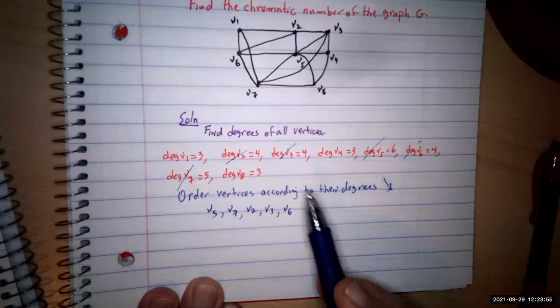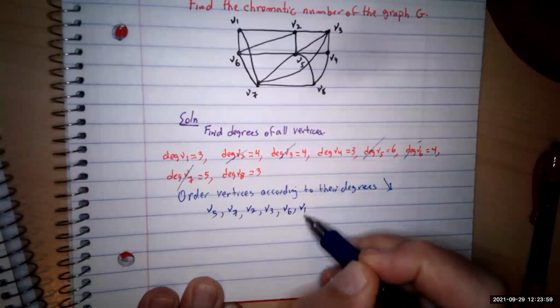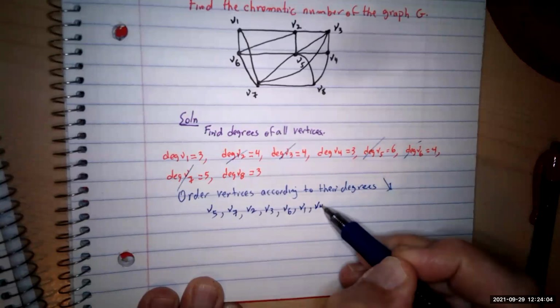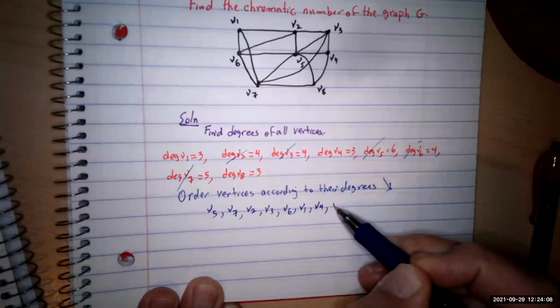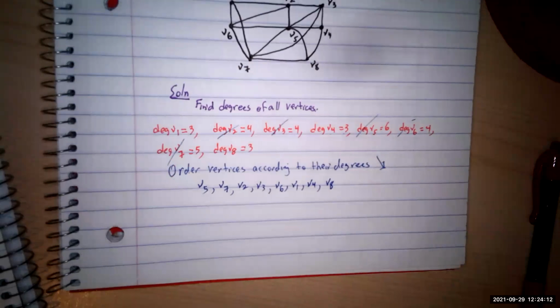Then we get the 3s. For the 3s we have the V1, degree of 3. Then we have the V4, degree of 3, and we have the V8. You see, that's the order that we're going to have. Any question? So start with the vertex with the highest degree and just keep going. Now start coloring.